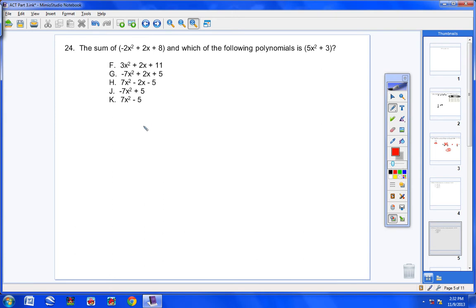All right, number 24. Now this is interesting. The sum of this and something is this. Now, let's just quickly rephrase this. What if I said to you, just watch this, the sum of 5 and something else is, I don't know, 8. Well, you should know right away the answer is 3, because 5 plus 3 is 8. Correct? Doesn't that make sense?